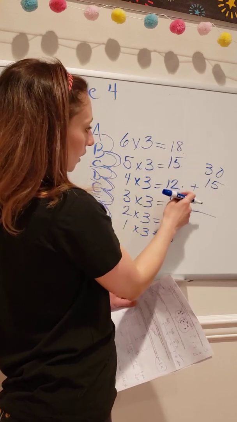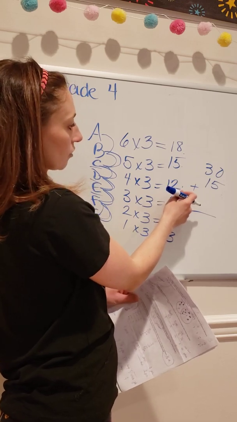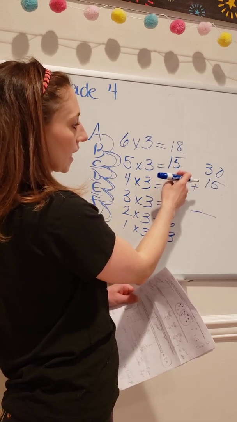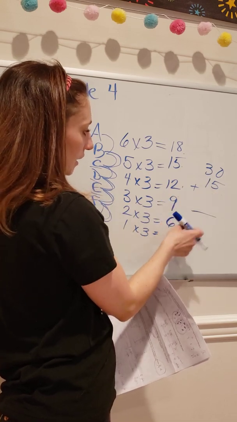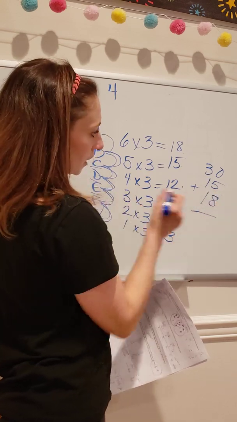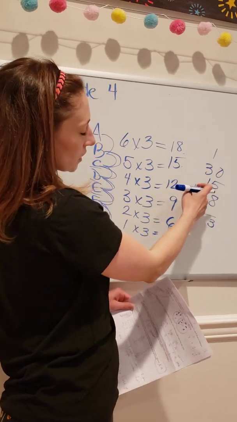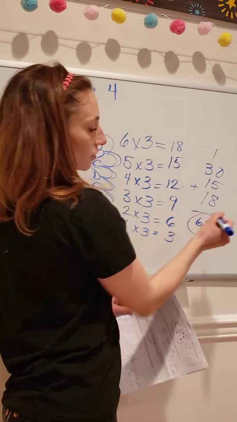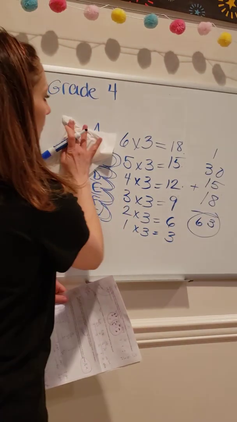So 10, 20, 30. 30 plus 8 and 2 is 10, makes 40. So there's that, and that extra 10 and 5. So that's where I put the 15 down. Then I have 9 and 9 is 18. So there we go. 5 and 8 is 13. Carry the 1. 1 and 3 is 4. 4 and 1 is 5. 5 and 1 is 6. So they played 63 games. That was number 1.